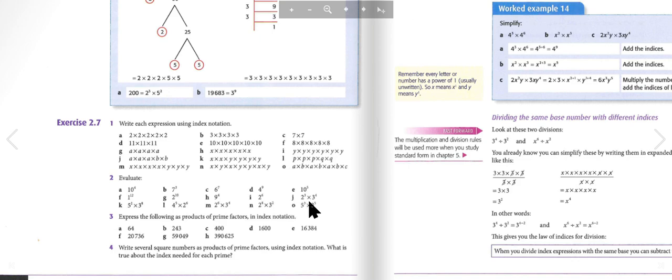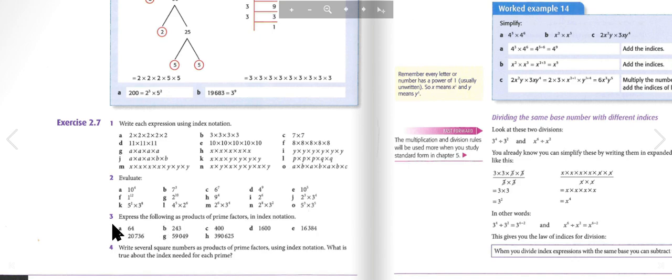times 3 to the power of 4, 5 squared times 3 to the power of 8, 4 to the power of 9, 4 to the power of 5 times 2 to the power of 6, 2 to the power of 6 times 3 to the power of 4, 2 to the power of 8 times 3 squared, and 5 cubed times 3 to the power of 5.